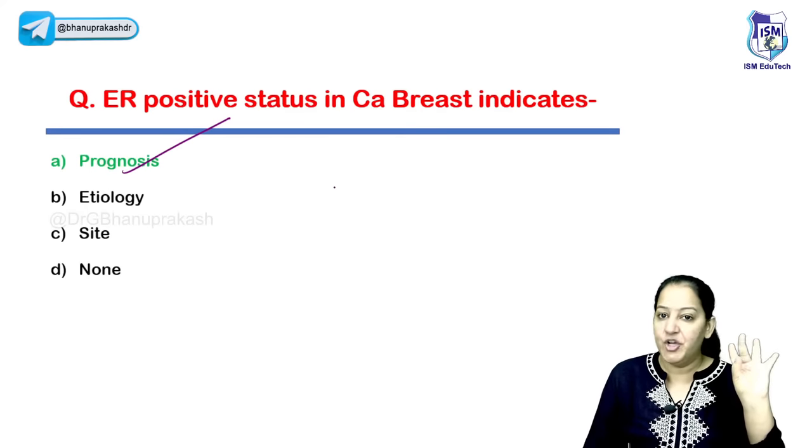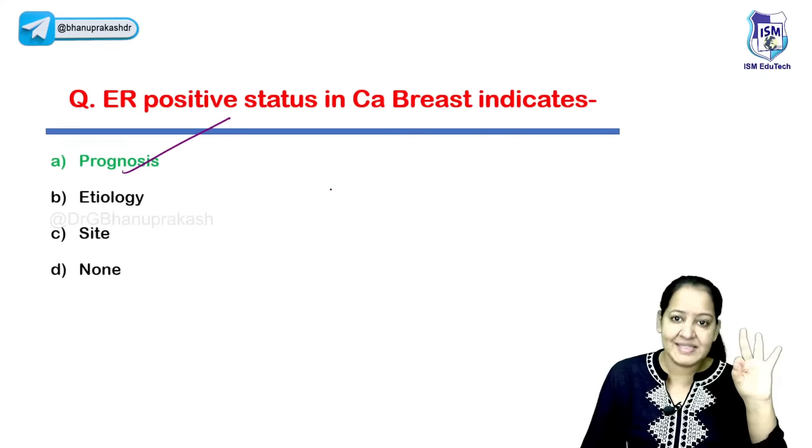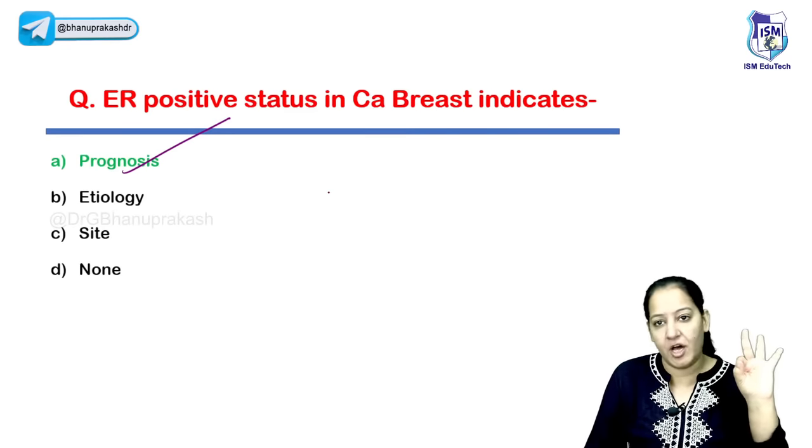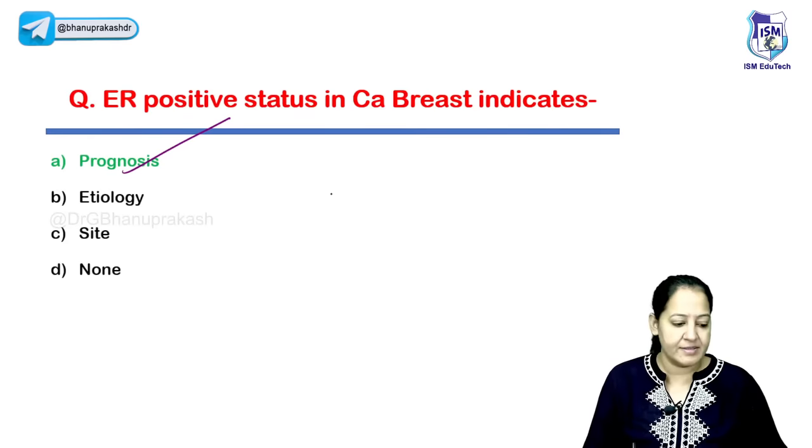Luminal A, luminal B, basal, that is triple negative, the worst prognosis. And the last one is HER2 positive. Luminal A has the best prognosis, that is ER, PR positive but HER2 negative. The correct answer here is A.